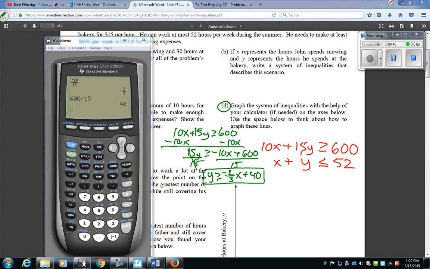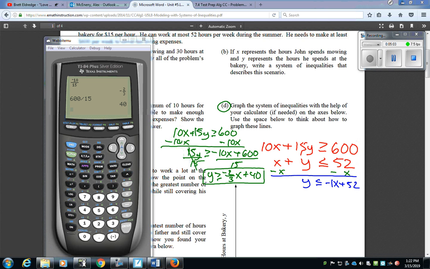The other one, we're just going to subtract x on both sides. So if I subtract the x's on both sides, what we're going to end up getting is y is less than or equal to negative 1x plus 52.